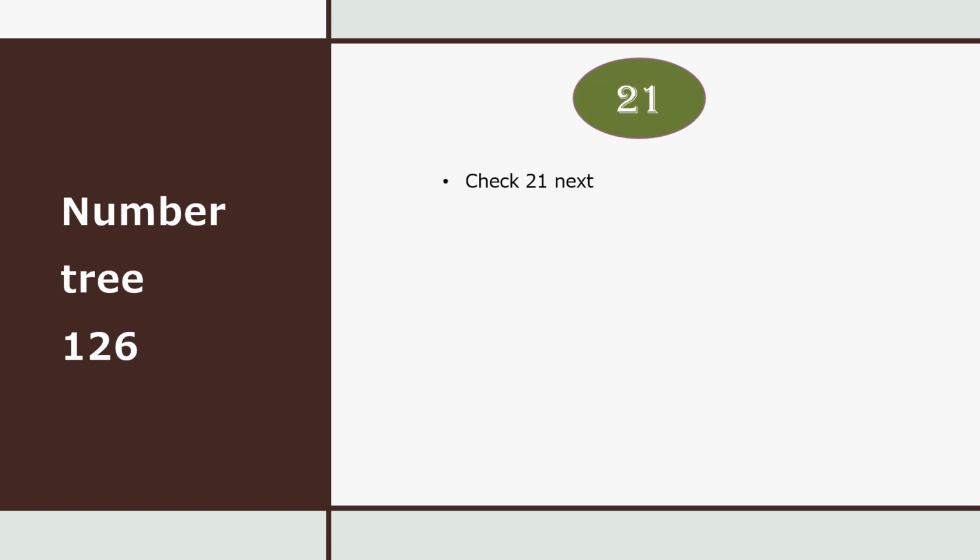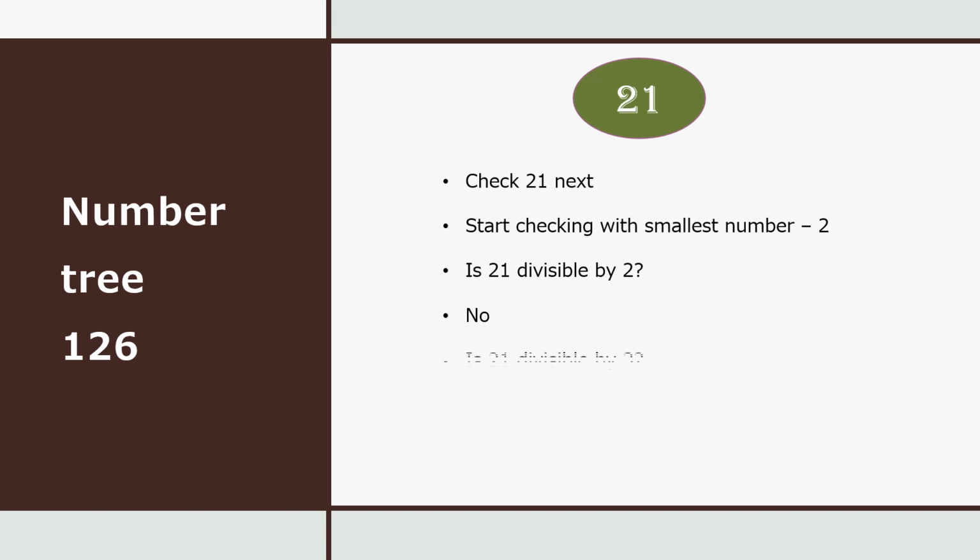What will we do? First, check with 2. Is 21 divisible by 2? What is the last digit? It is 1. So, it is not divisible by 2, because a number has to end with 0, 2, 4, 6 or 8 to be divisible by 2. What is the next number we are going to check with? Is 21 divisible by 3? Is it? Add the digits. 2 plus 1. How much is it? 3. So yes, 21 is divisible by 3.